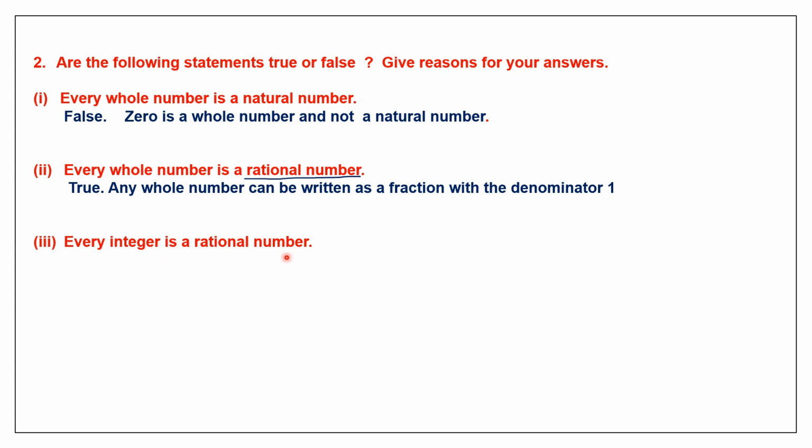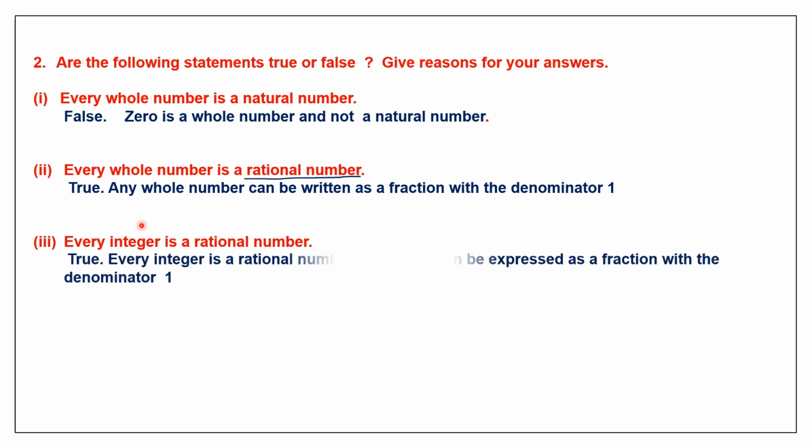Every integer is a rational number. That is also true because every integer can be written in the form of a fraction. So every integer is a rational number because it can be expressed as a fraction with the denominator 1, just like we did here. So you can write it as a fraction. Remember, if you can write it in the form of a fraction, it's a rational number. And every integer can be written in the form of a fraction.